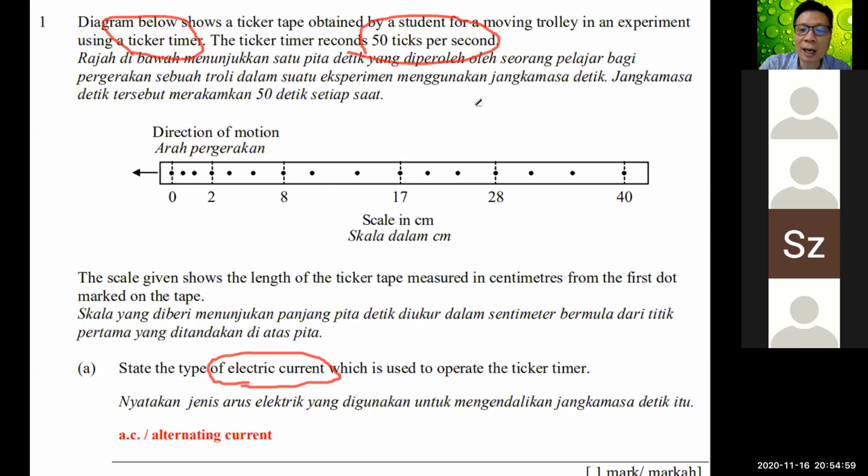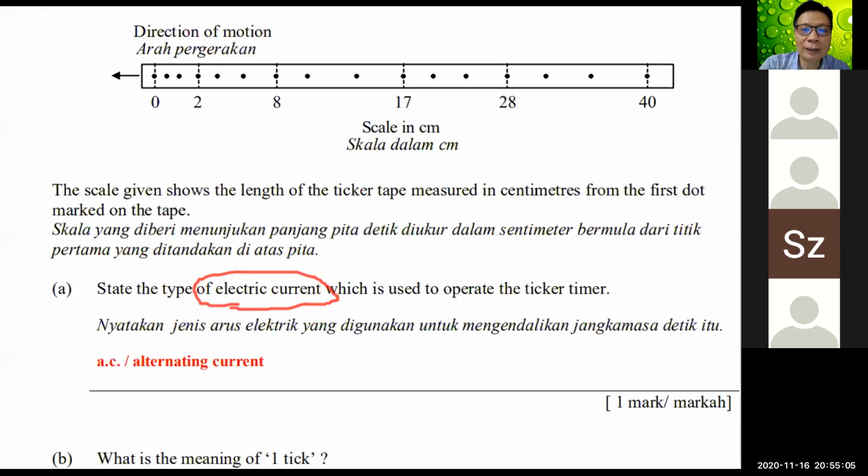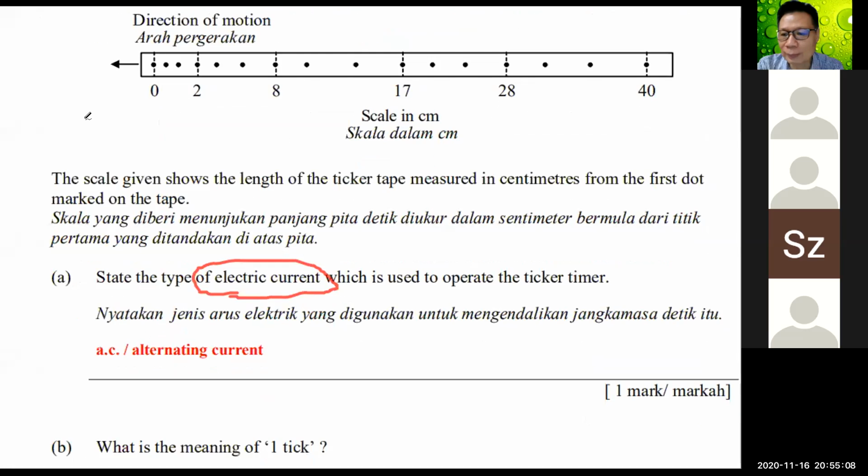What is the meaning of one tick? One tick is what? What is the meaning of one tick? Zhaoxiang, one tick is what, remember or not? Two consecutive points. Half correct, Zhaoxiang. Yongzi says time interval between two subsequent dots. Yes, you are right. Perfectly correct.